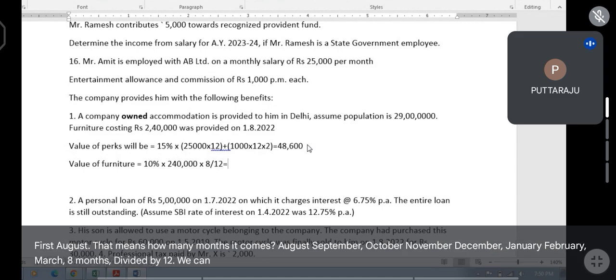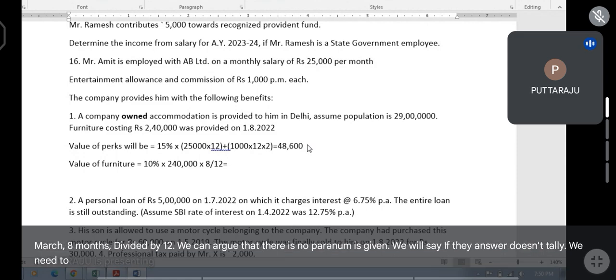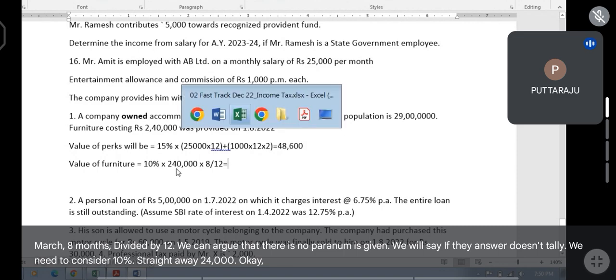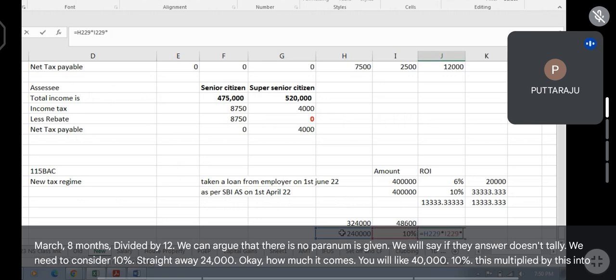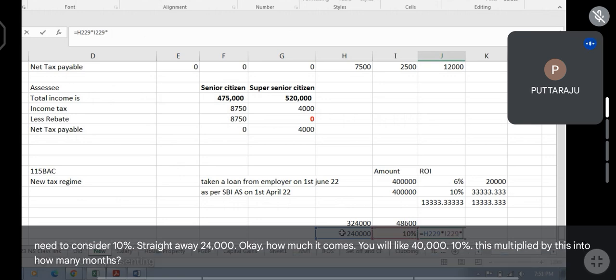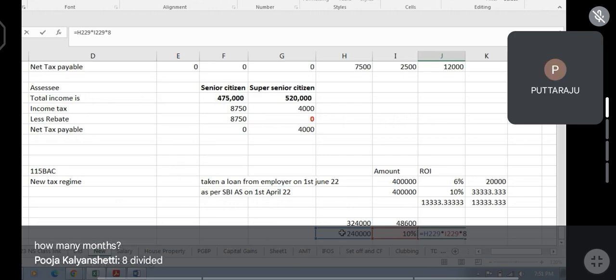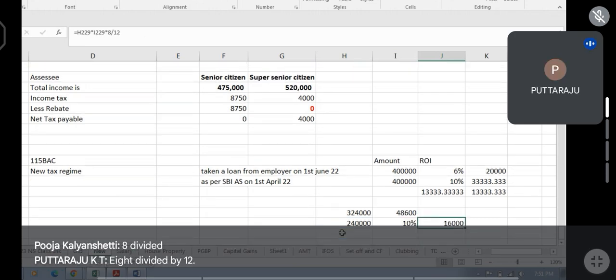We can argue that there is no per annum given. If the answer doesn't tally, we need to consider 10% straight away, 24,000. Okay. How much does it come to? 16,000. 2,40,000, 10%, multiplied by 8 divided by 12, 16,000.